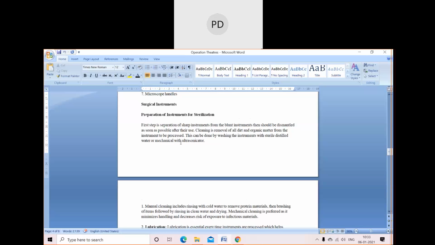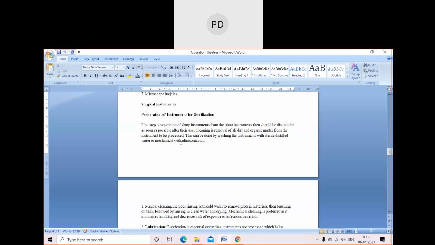If you have a sharp item and a blunt item, you have to separate the sharps and the blunt items. Mostly the sharps are discarded, right? And the blunt items, whatever instrument is there, go for disinfection.